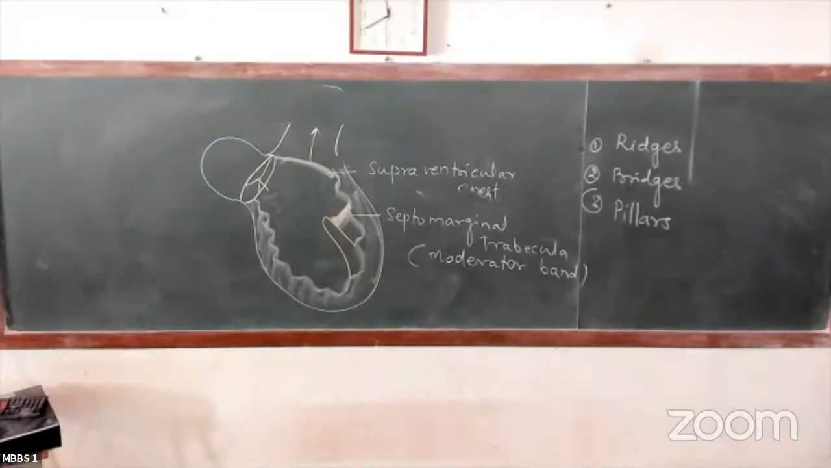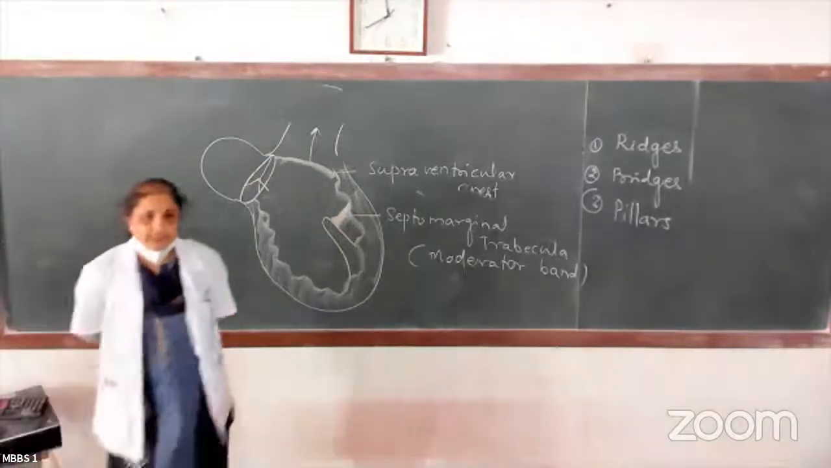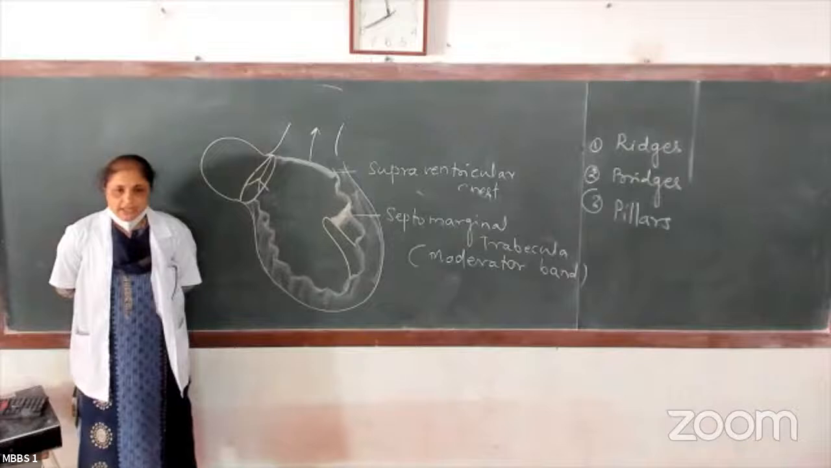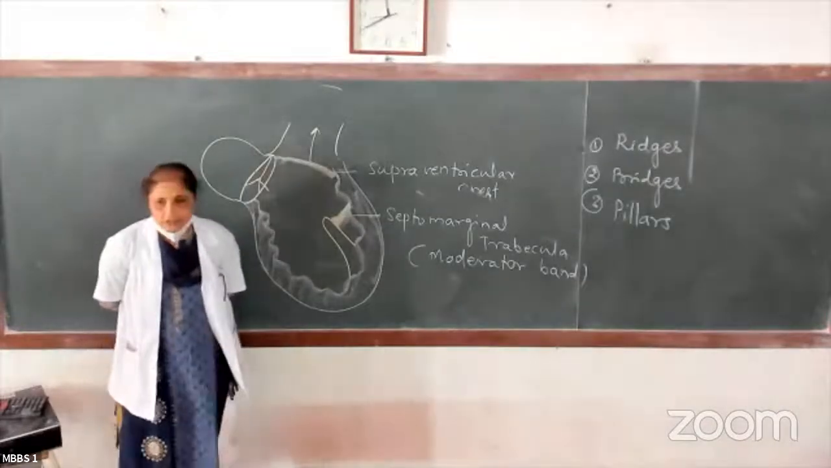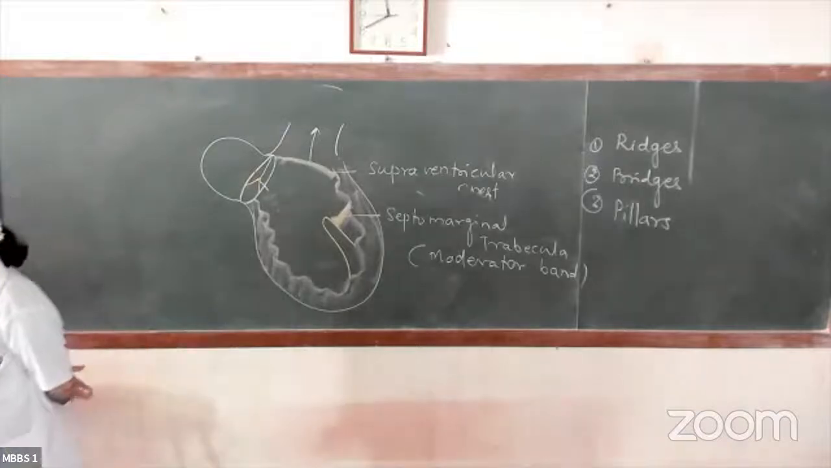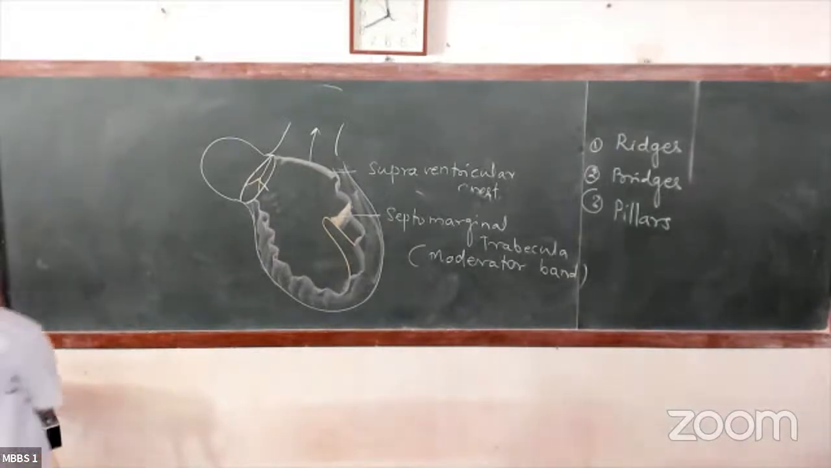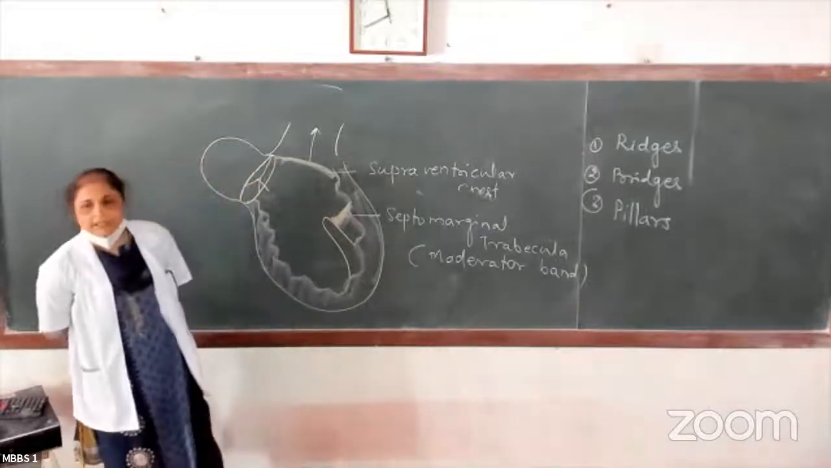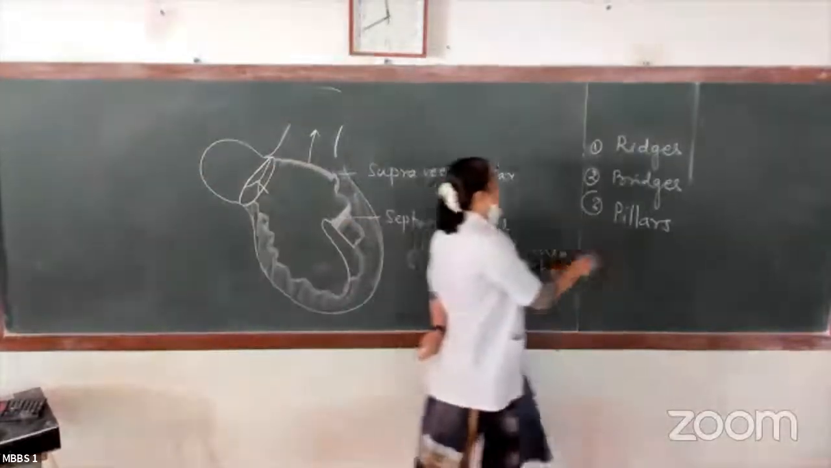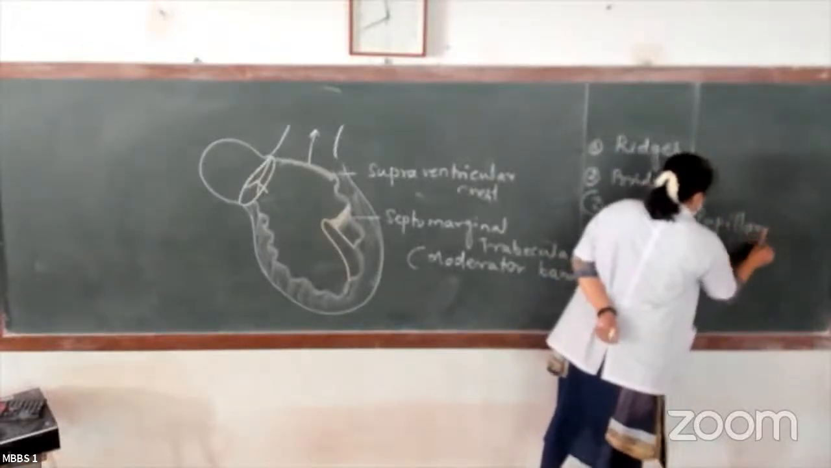And this moderator band of the septomarginal trabecula is the example of the bridge. So we have seen the supraventricular crest, and the moderator band of the septomarginal trabecula, the bridge. Multiple such bridges and ridges are situated in the lumen or cavity of the ventricle. The third type is called the pillars, and the example of the pillars is nothing but the papillary muscles.